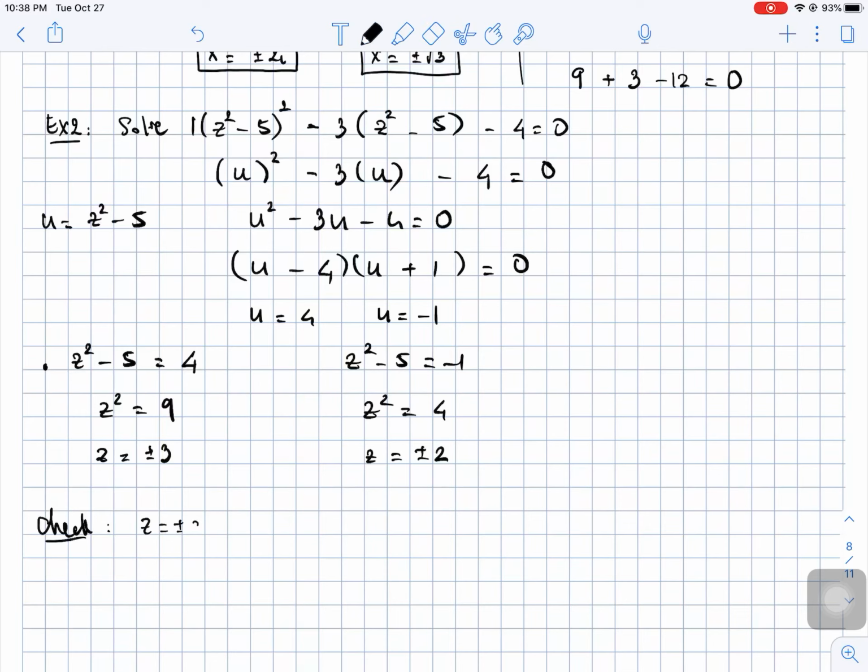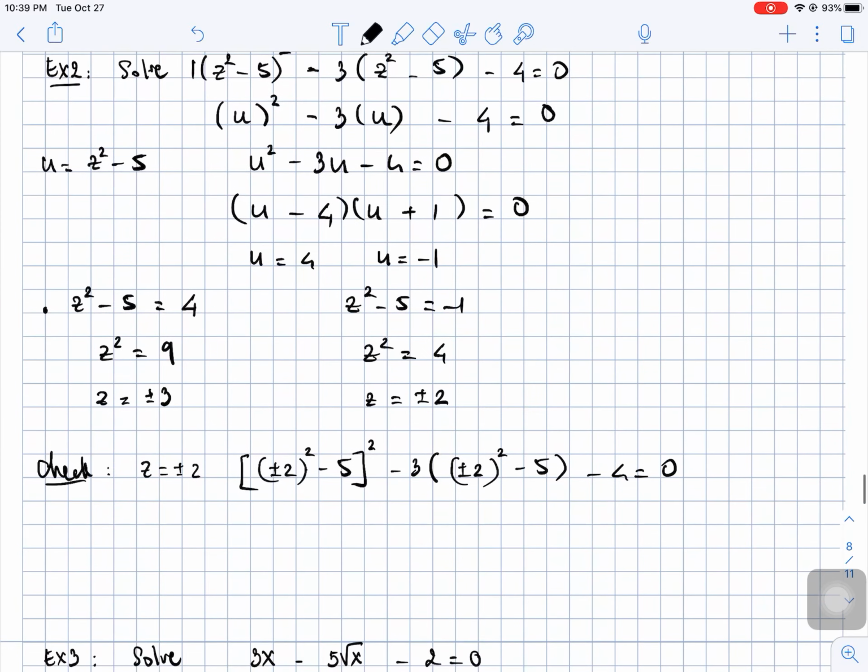We will get z squared equal to 9 and z equal plus minus 3. The second equation, we get z squared equal to 4 and z equal plus minus 2. We can check this problem. So for example, I'm going to use z equal plus minus 2 to plug back in and check.